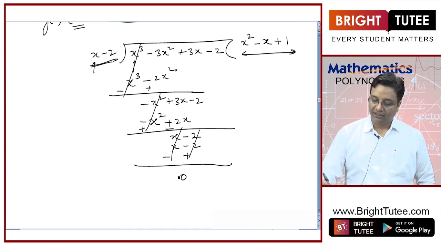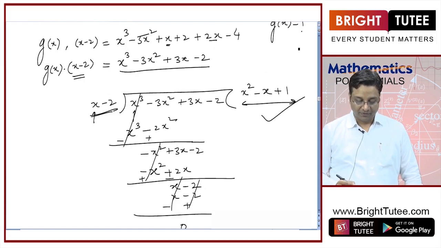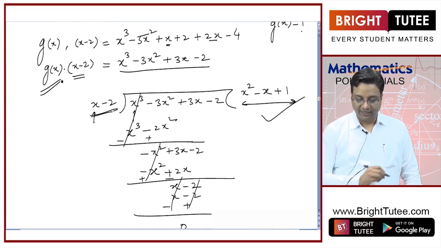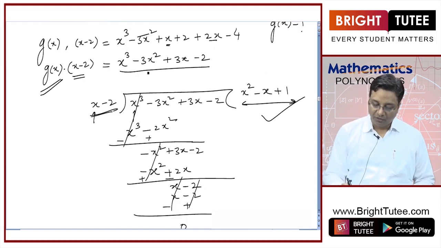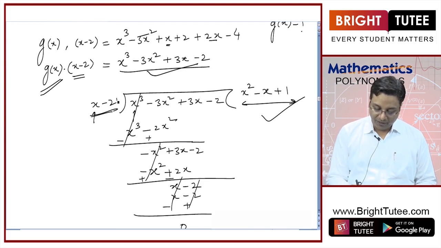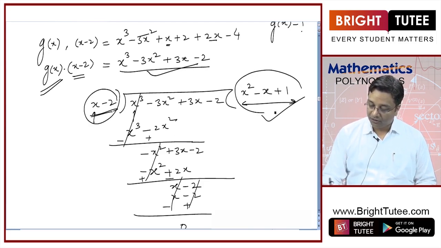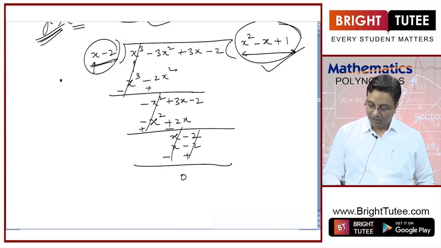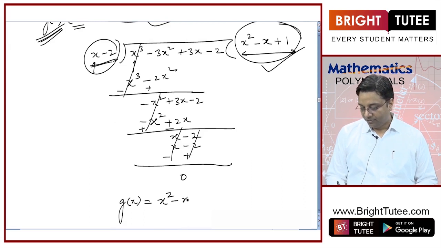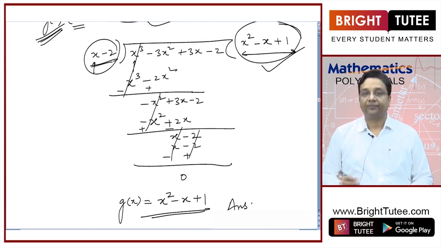So the other factor is x square minus x plus 1, which is g of x, right? How do I obtain this one? By multiplying x minus 2 into this. So what is this? This is g(x), right? So the required g of x is equal to x square minus x plus 1. Okay?